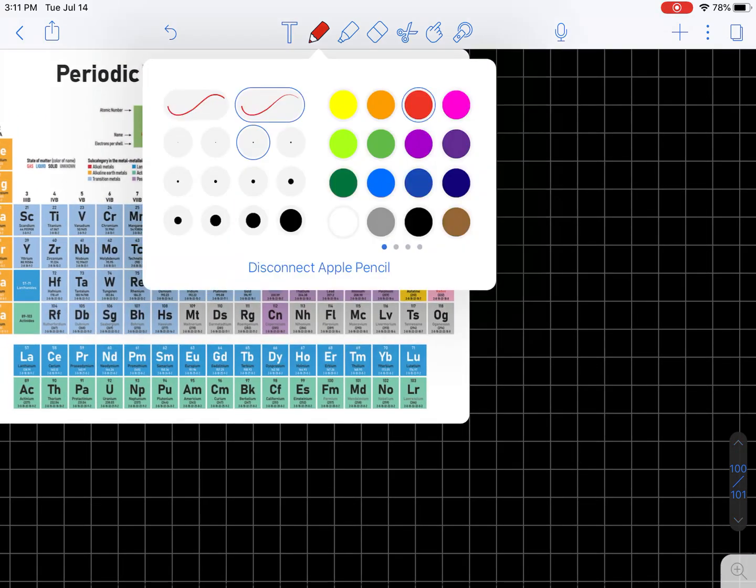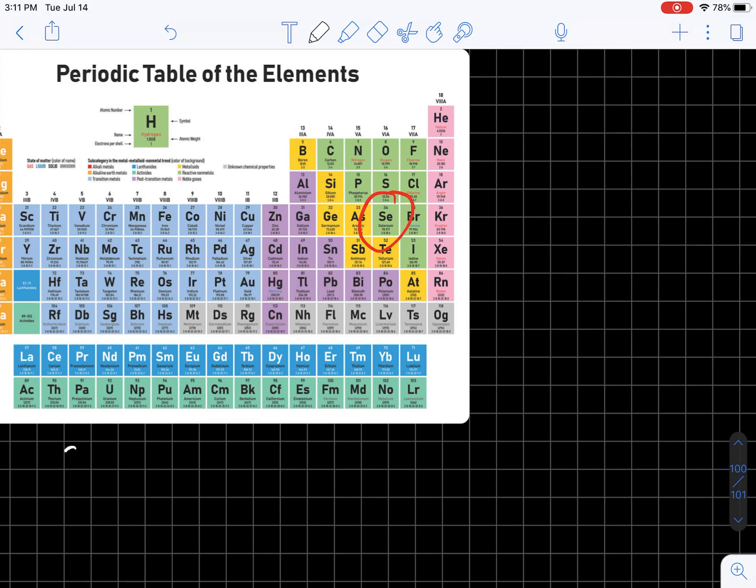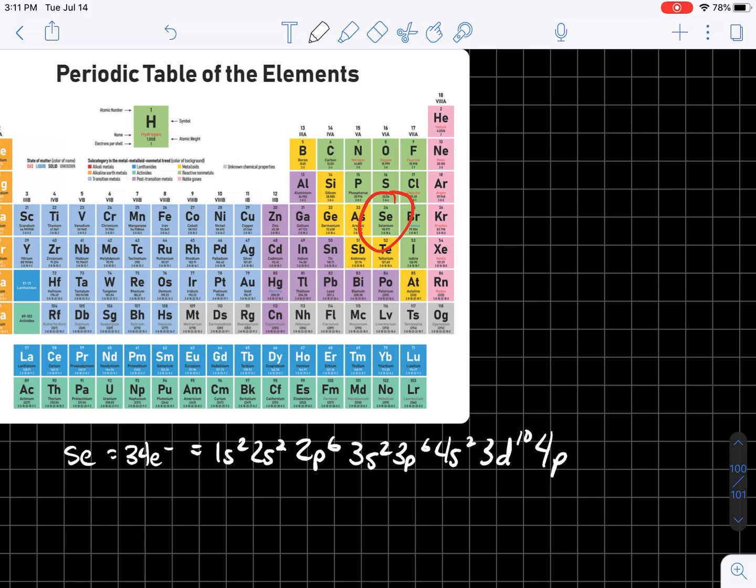So we're going to write selenium, 34 electrons. And if we follow along on the periodic table, or if we do an energy diagram, the configuration is 1s2, 2s2, 2p6, 3s2, 3p6, 4s2, 3d10, 4p4.